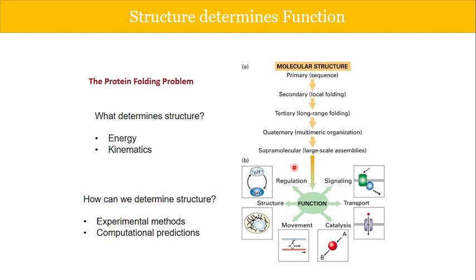But we have come across a problem known as the protein folding problem. What determines the structure? The two factors which determine the structure are energy and kinematics. So how do we determine the structure? There are different ways of structure determination.